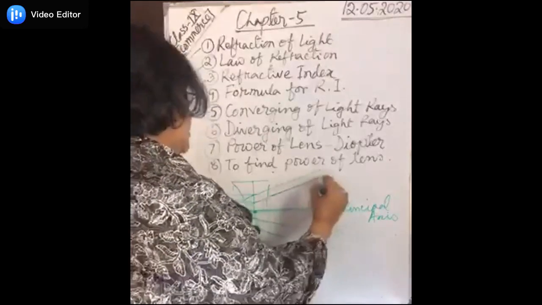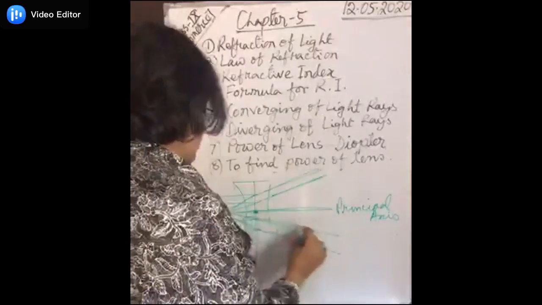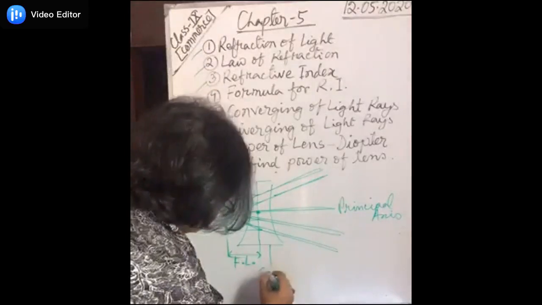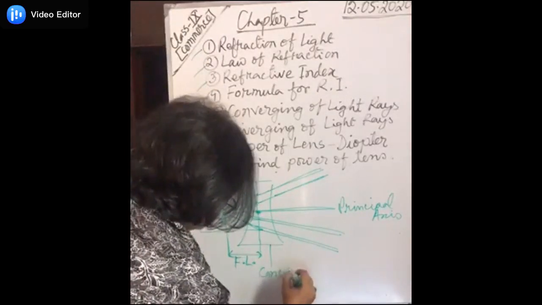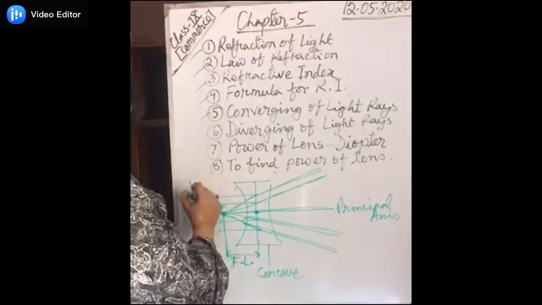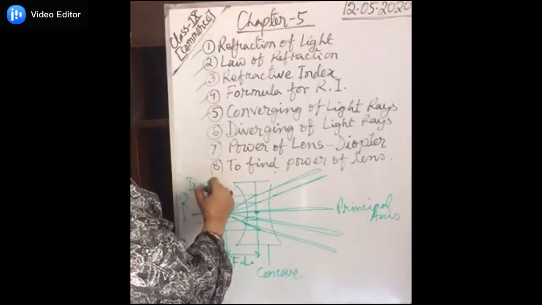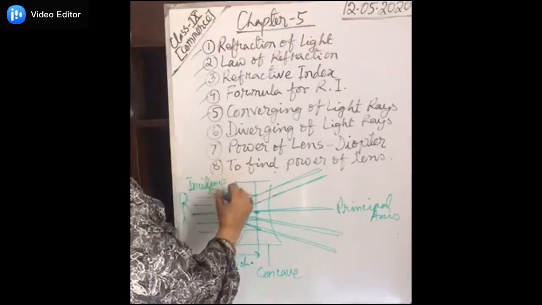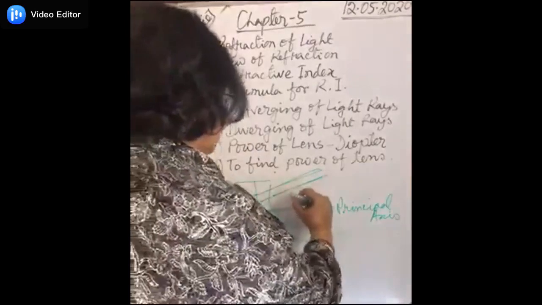These are diverging rays through which kind of lens? This is a concave lens. Clear? These are the incident rays, and these are the refracted rays.